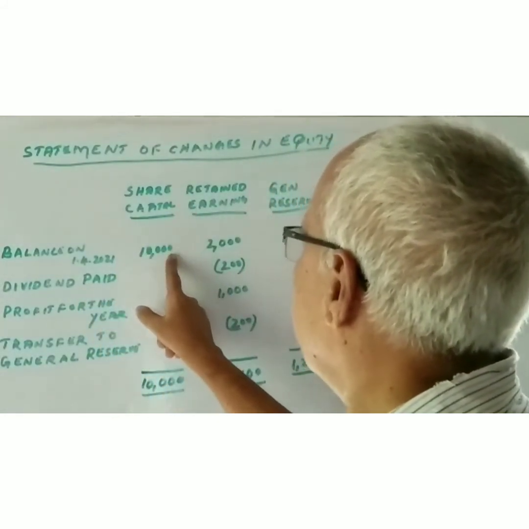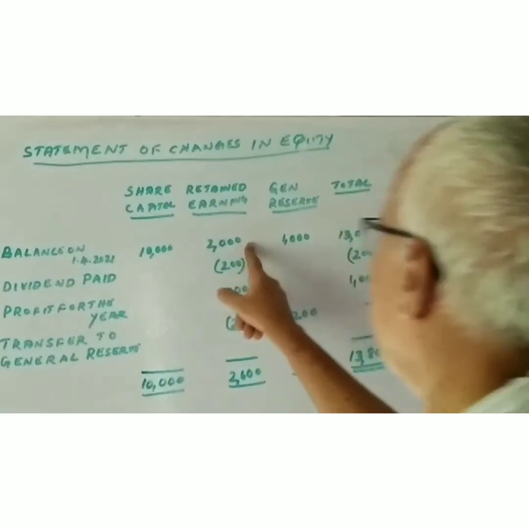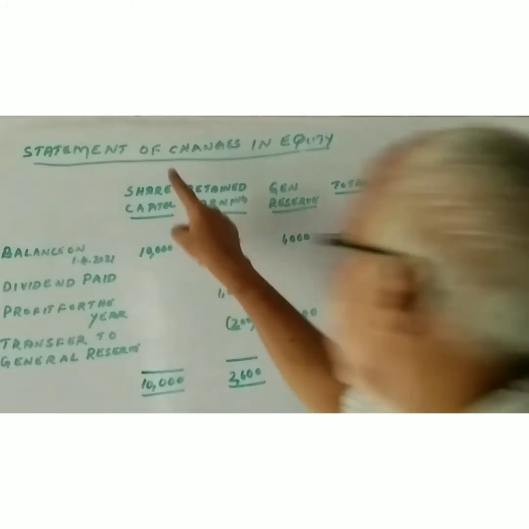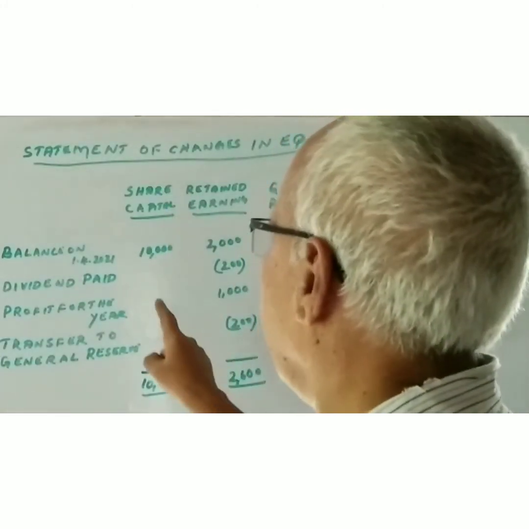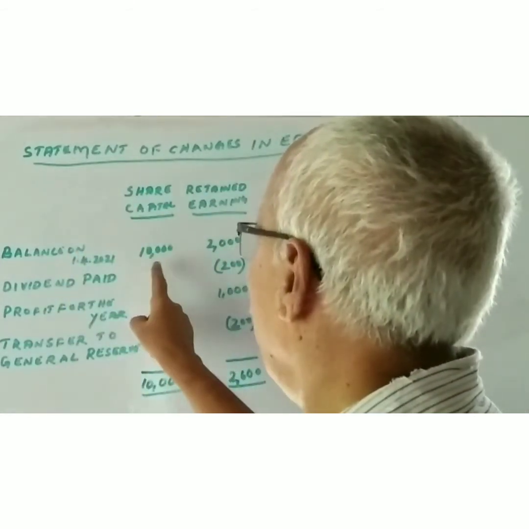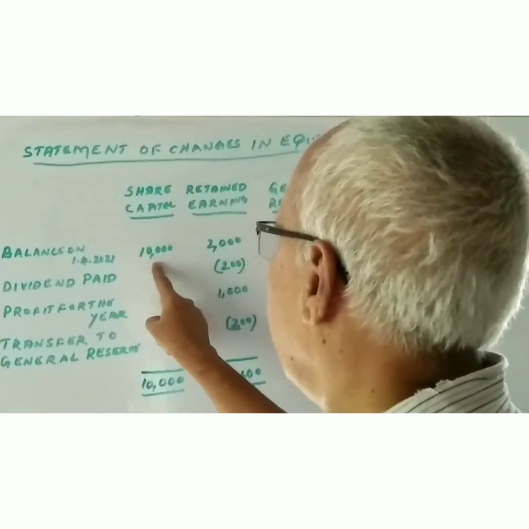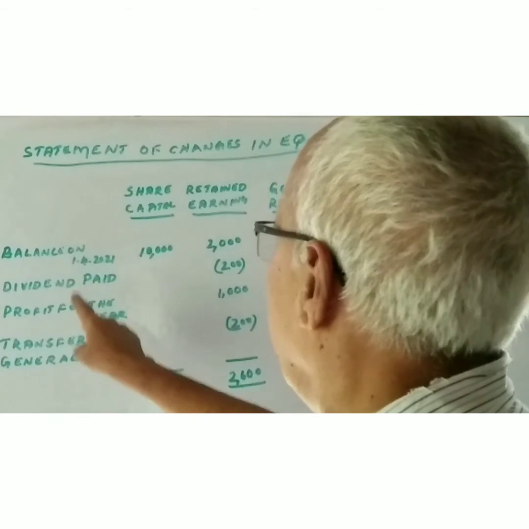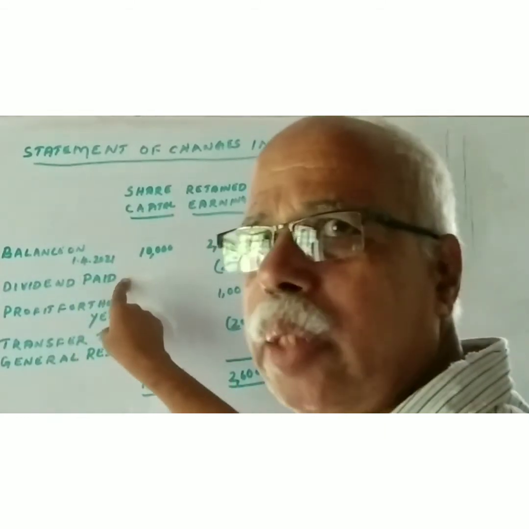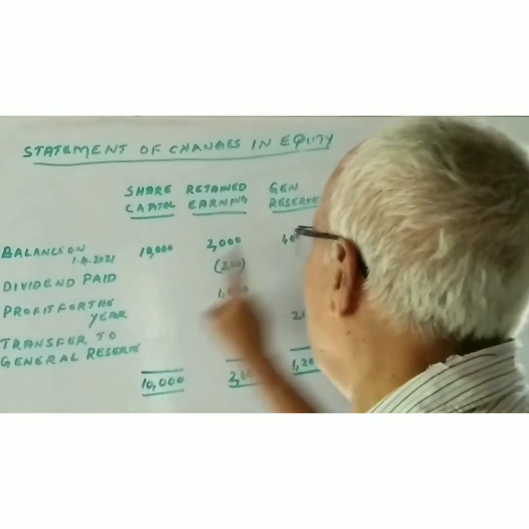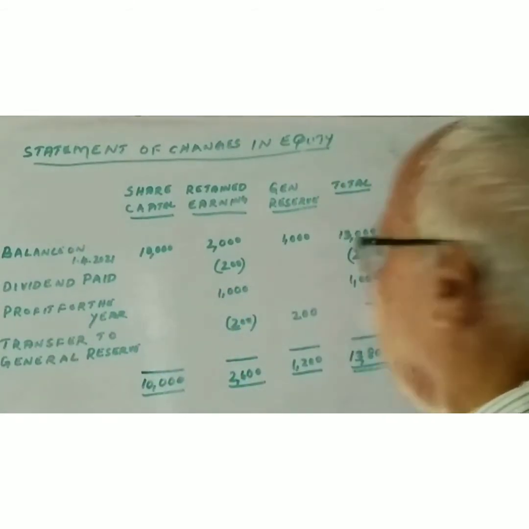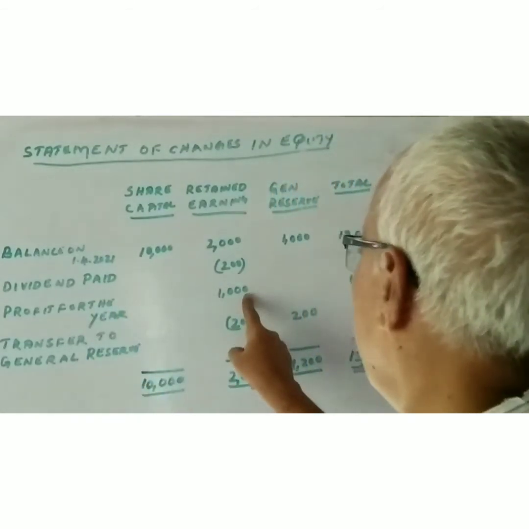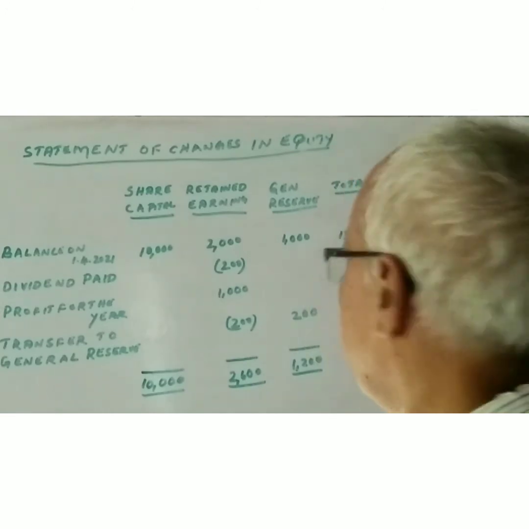Share capital was 1000. Retained earning was 2000. General reserve was 1000. Total was 13,000. Let us assume that there were no changes in share capital. Had there been issue of share capital or buyback of share capital, this figure would get changed. Now, dividend paid. Company makes payment of dividend afterwards. 200. So the total gets reduced to that extent. Profit for the year. 1000. It comes to the total.